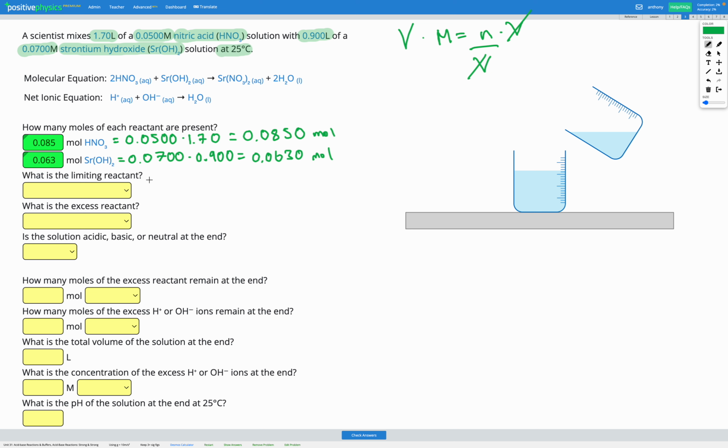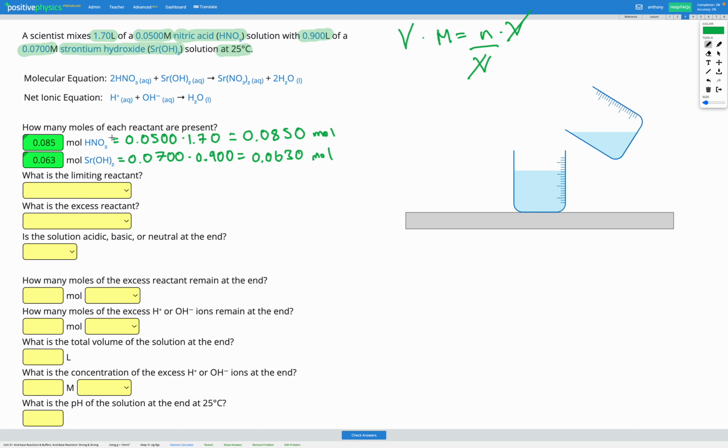Our next step is to figure out which is our limiting reactant and which is our excess reactant. Now, if our acid and base are in a 1-to-1 ratio in our equation, then that's really easy. We just look for the bigger number, that's going to be the excess reactant. However, in this equation, we have 2 of HNO3 reacting with 1 of Sr(OH)2. So we have a 2-to-1 ratio. So we're going to have to do a calculation to figure out how many moles of strontium hydroxide we would need to react completely with the HNO3 given.